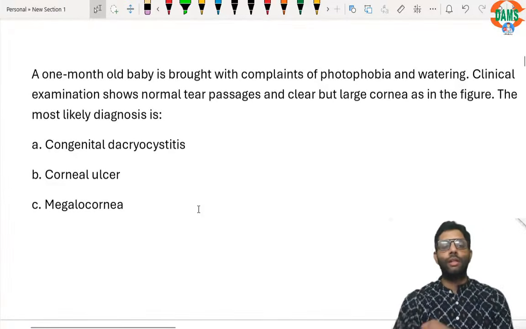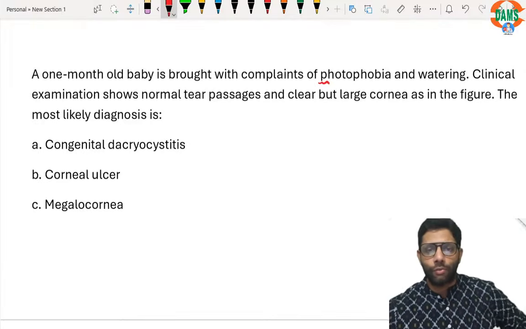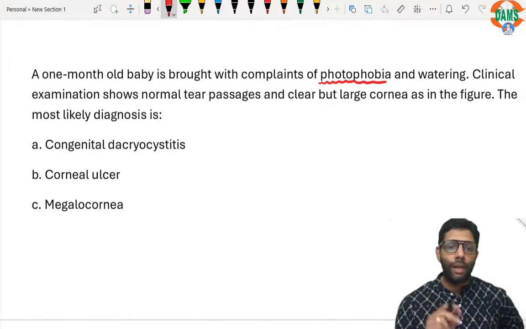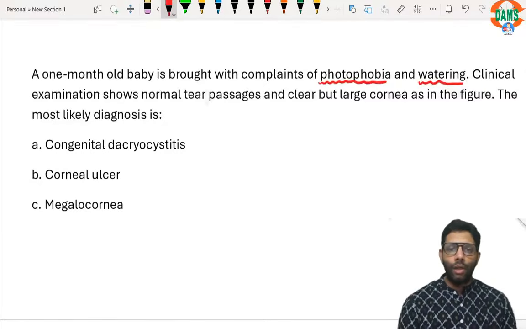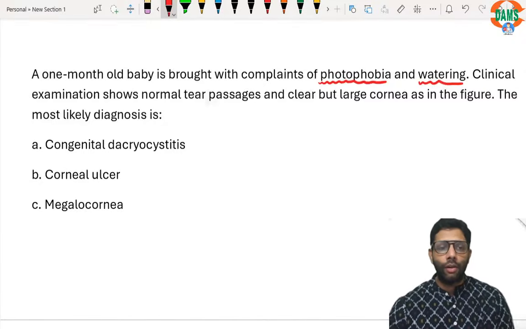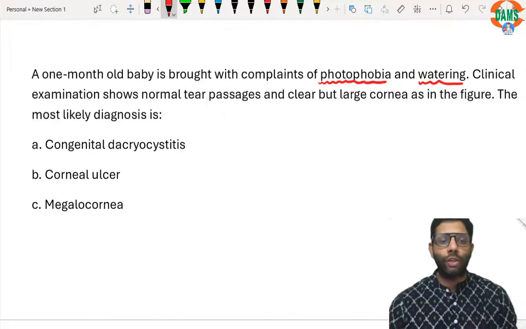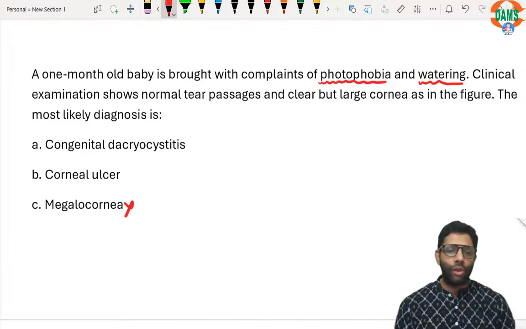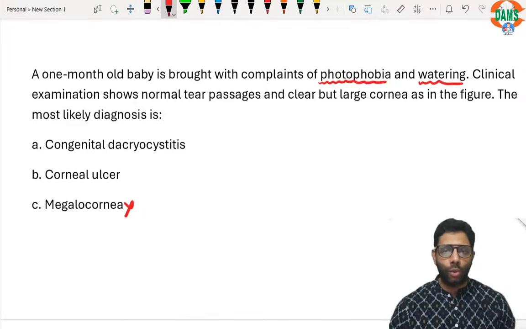Now second question is a clinical question. A 1-month-old baby was brought with the complaints of photophobia. And what is photophobia? Photophobia means patient is intolerant to normal light, like normal tube light, and there is watering. Now photophobia and watering are present from this only. From this photophobia and watering, we can rule out megalocornea, because megalocornea is only an increase in the size of the cornea, no other symptoms are there. It's just a finding, increased size, no symptoms, so that is ruled out.